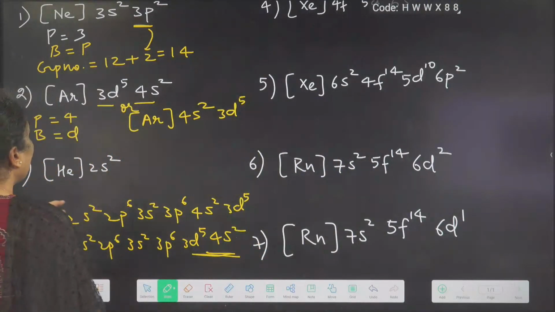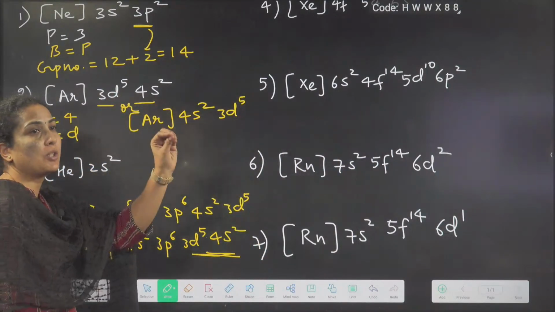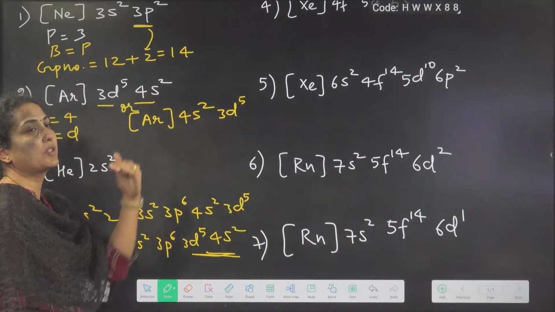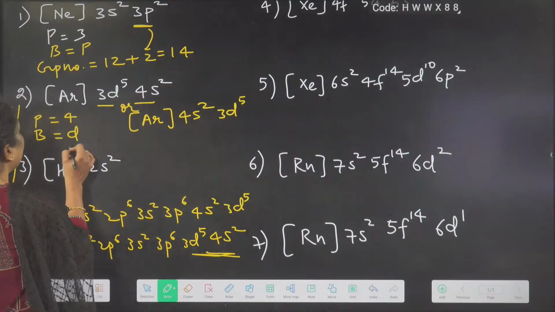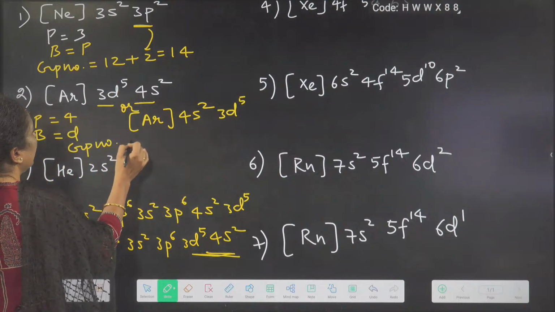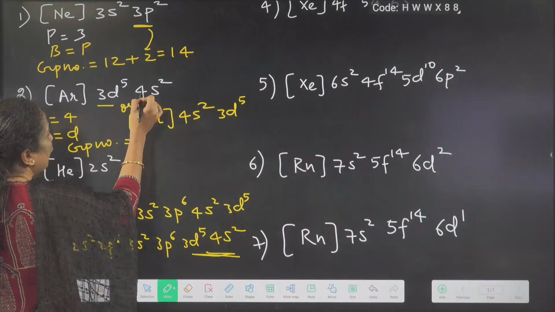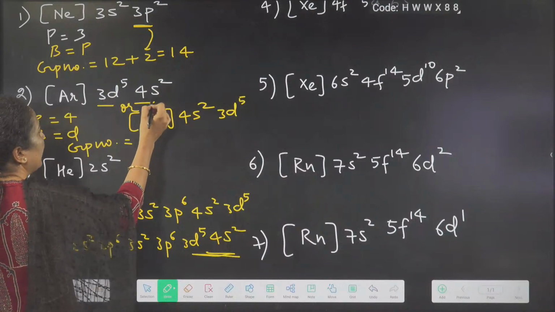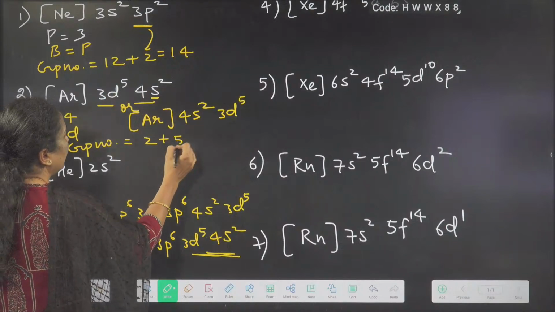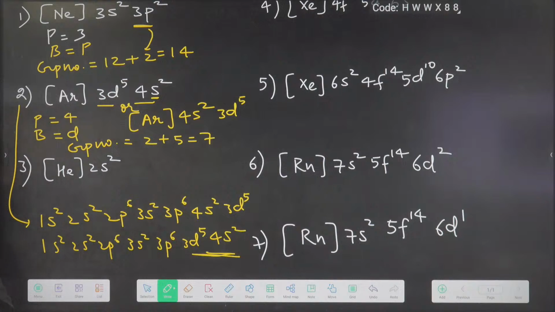But you should know exactly which subshell is receiving electrons first and which one afterwards. So accordingly, the group number here will be given as N is 4 here. So how many electrons in NS? 2 here. So 2 plus 5, I'll be writing this as 7. I hope everyone got this very clearly.